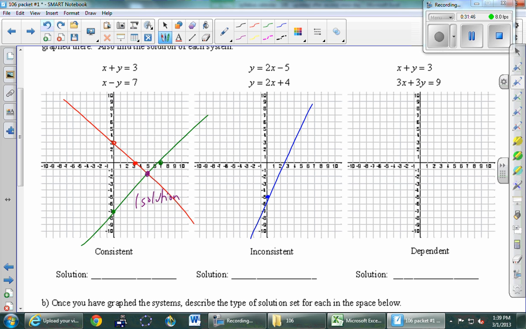But let's look at the other line. What's the y-intercept? It's 4. What's the slope? What's the slope of the second line? Is 2. Same slope. So same steepness. So I'm going to draw something with the same steepness. So how many solutions does this system have? There's none. No solutions.